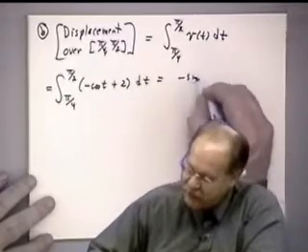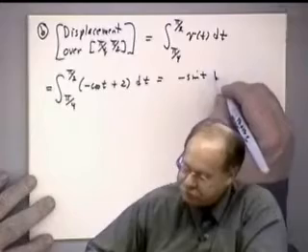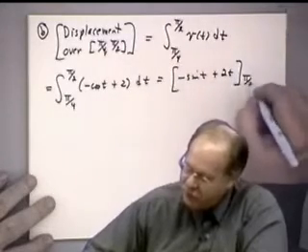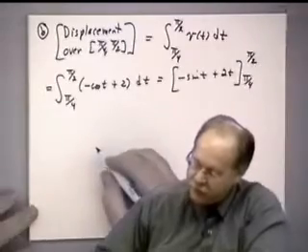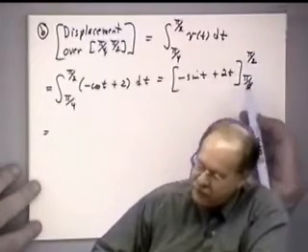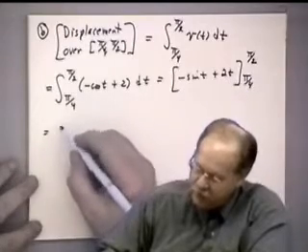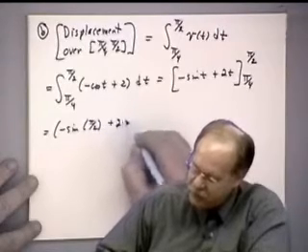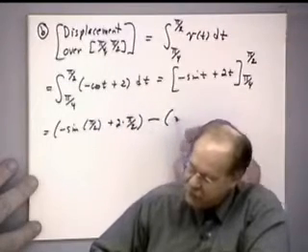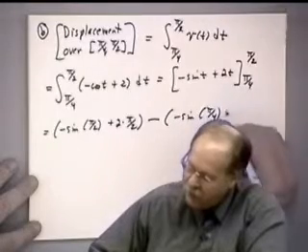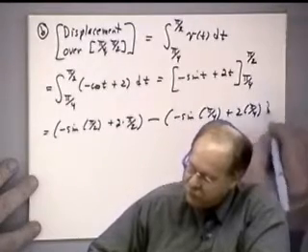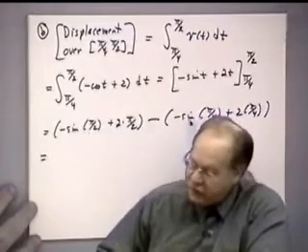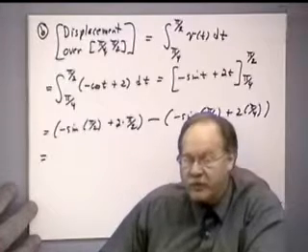Let's see. Minus sine t will have derivative minus cosine t, plus 2t. And then this will be evaluated from pi over 4 to pi over 2. And then we put the upper in and then subtract away this expression with the lower. So this would be minus sine of pi over 2 plus 2 times pi over 2, minus, minus sine of pi over 4 plus 2 times pi over 4. And these are both easy sines. The sine of pi over 2, of course, is 1. The sine of pi over 4 is well known. It's 1 over square root of 2.